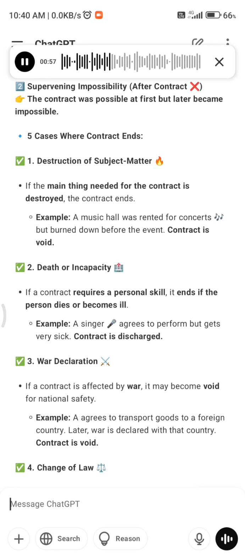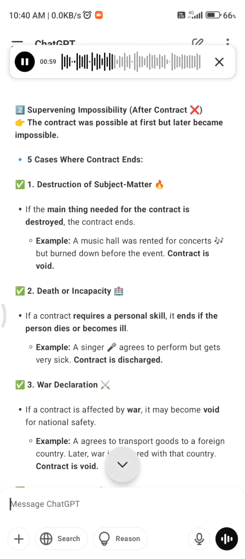2. Supervening impossibility, after contract. The contract was possible at first but later became impossible. 5 cases where contract ends. 1. Destruction of subject matter. If the main thing needed for the contract is destroyed, the contract ends. Example: a music hall was rented for concerts but burned down before the event. Contract is void.